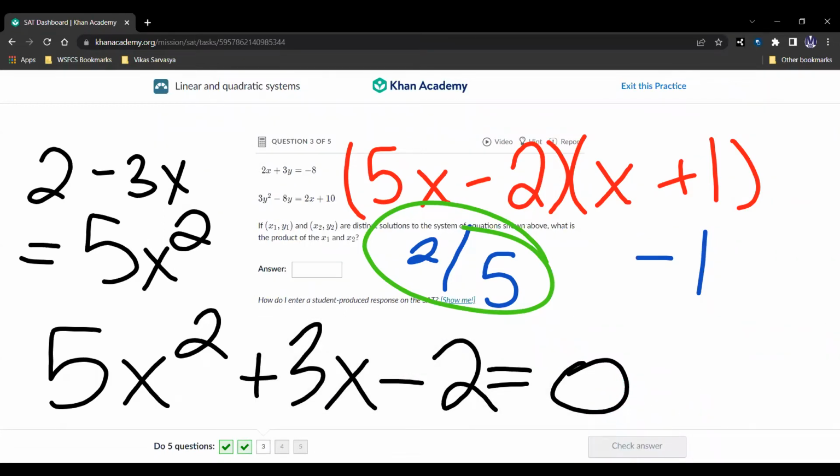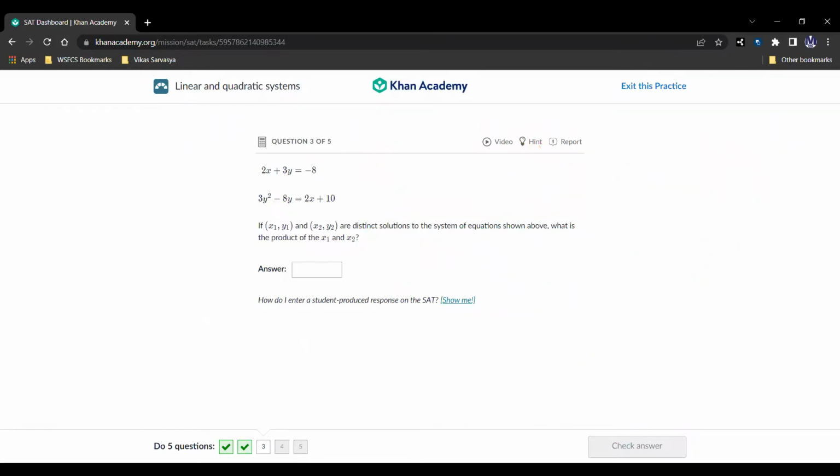All right, question number 3. Here we are, 2x plus 3y equals negative 8, and 3y squared minus 8y equals 2x plus 10. And (x1, y1) and (x2, y2) are distinct solutions to the system of equations shown above, and we're asked for the product of x1 and x2. All right, let's see how we can go about doing this problem.